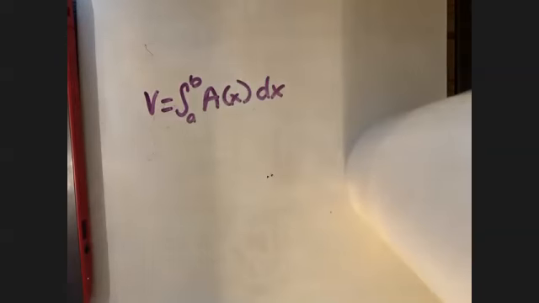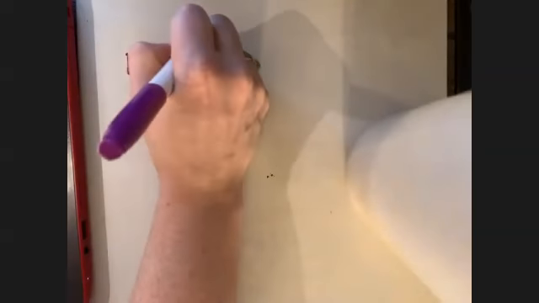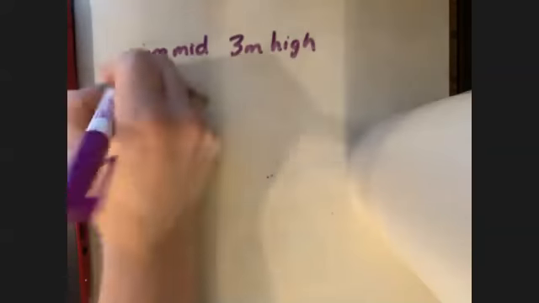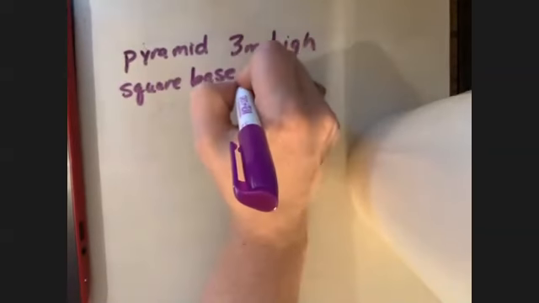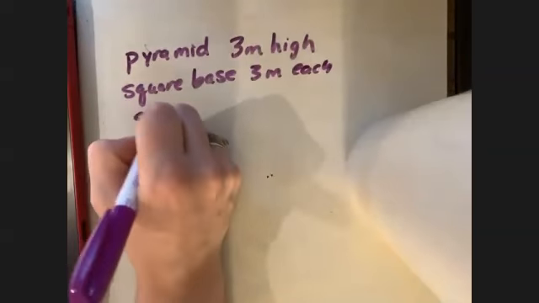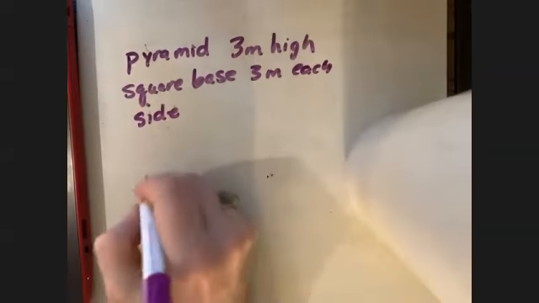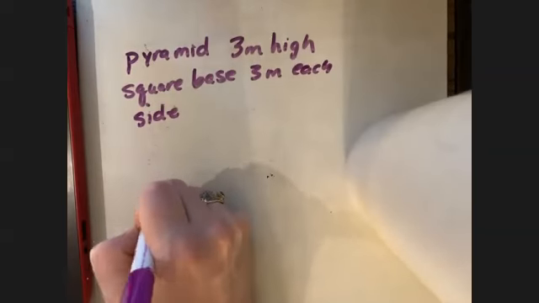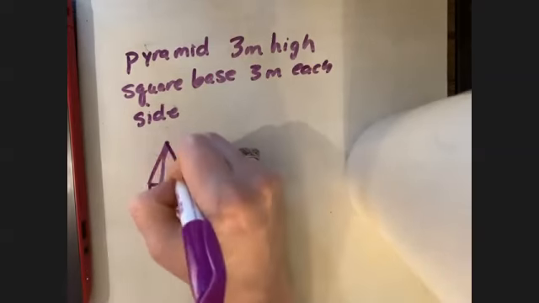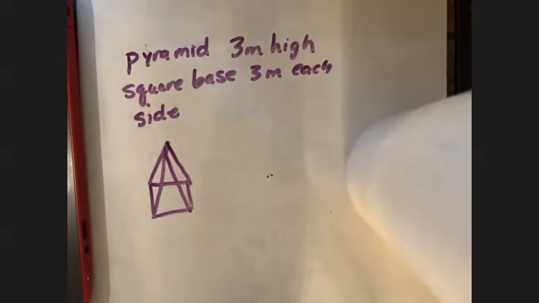Now the first one we're going to look at, and we're going to work with things that we know, is a pyramid. It's 3 meters high, with a square base that is 3 meters each side. Now let's think about this. I'm going to draw this as best I can. So here's our square pyramid.